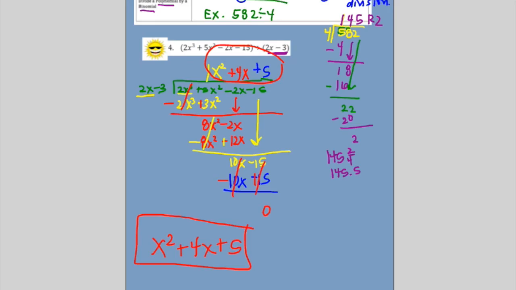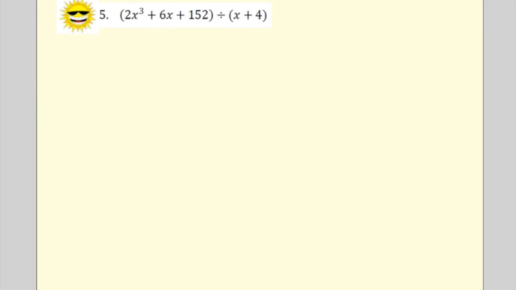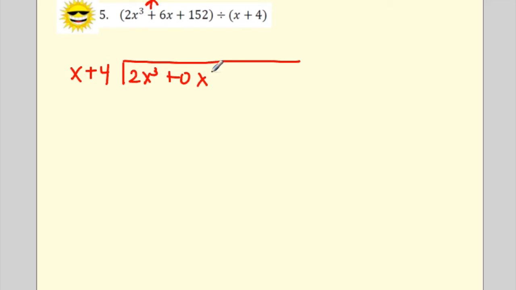Let's go ahead and try another example. Now example 5. We have 2x to the third plus 6x plus 152. One thing I would notice is that there's no x squared term. So whenever there's not, you need to put a placeholder in. So it's like 0x squared. And we're dividing. So let's go ahead and start our process. We have x plus 4. And here we would have 2x to the third plus 0x squared plus 6x plus 152.